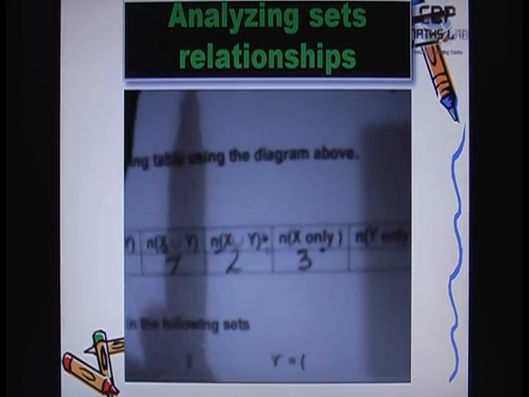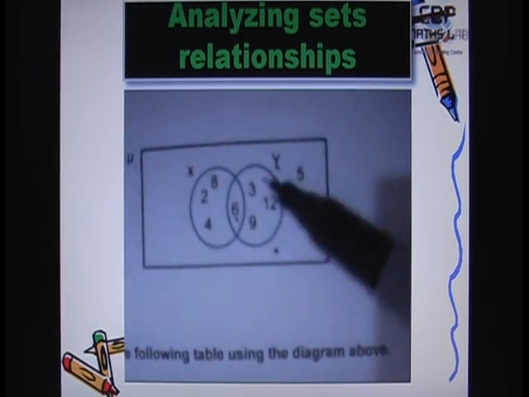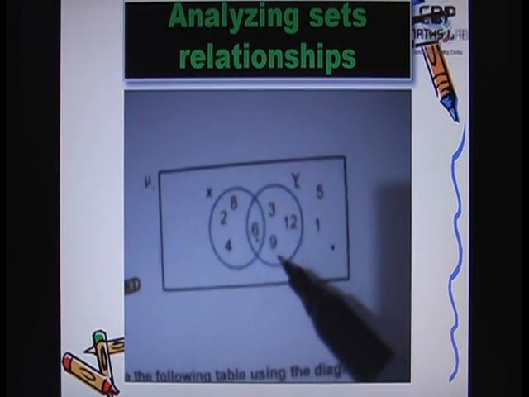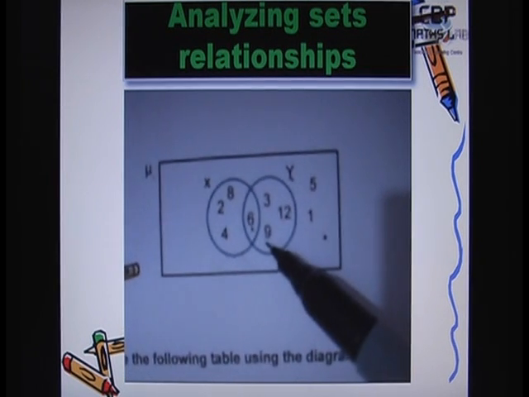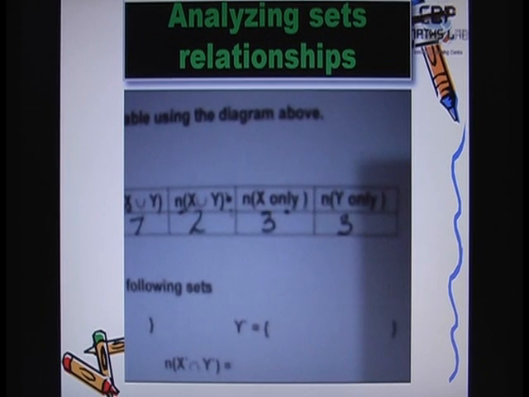If we do the same thing with Y, Y only, you count the numbers that are inside of Y but not inside of what? X. So therefore 3, 12, and 9. So this is what? 3 as well. And that's information on the table.